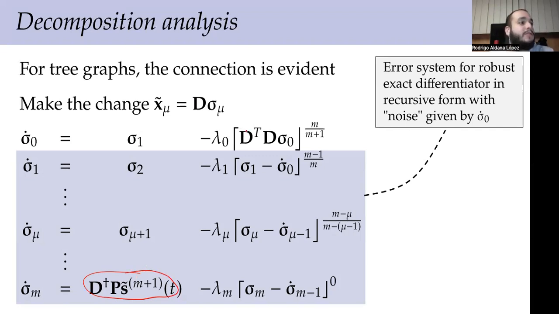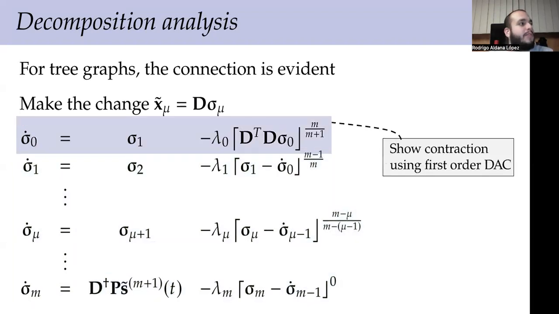And also, if you go to the original differentiator paper, the role of the noise is played by this first state. So you want only to show that this first state also satisfies some sort of contraction, and you can do it very easily since it's a first order system.